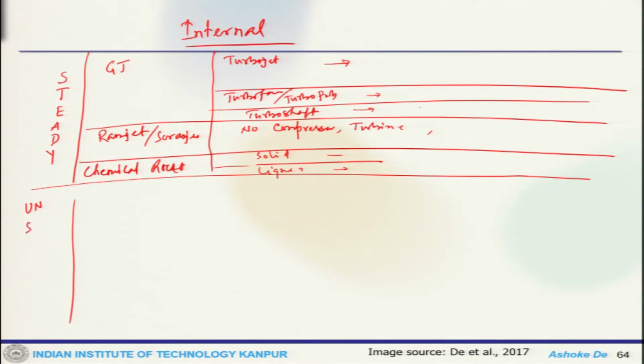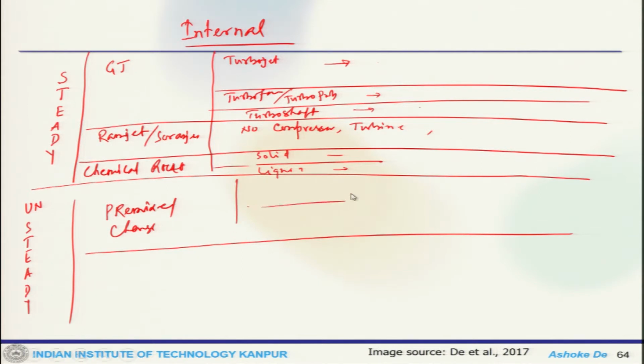Now, the unsteady case, so you have a premixed charge. Under premixed charge you could have two types, either gasoline or gas engine, or HCCI. Now, gasoline is a homogeneous charge spark ignition engine, and this is a homogeneous charge compression ignition engine. So, there is a small difference.